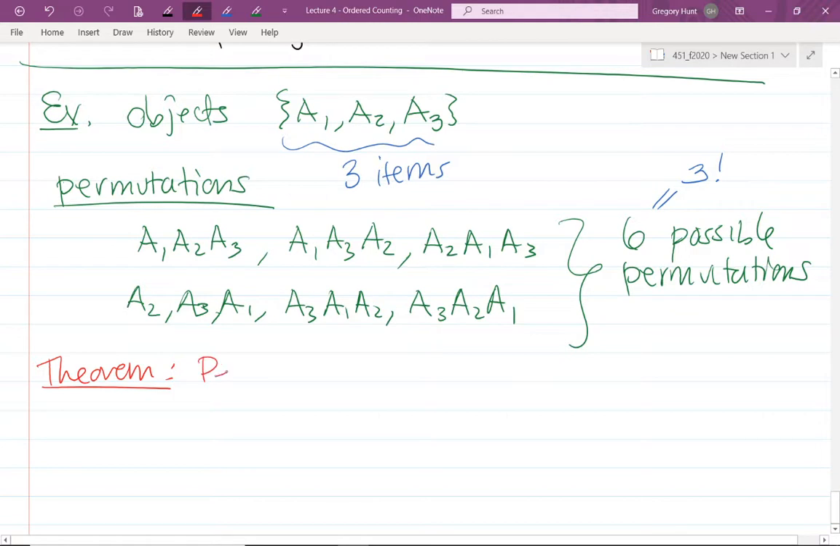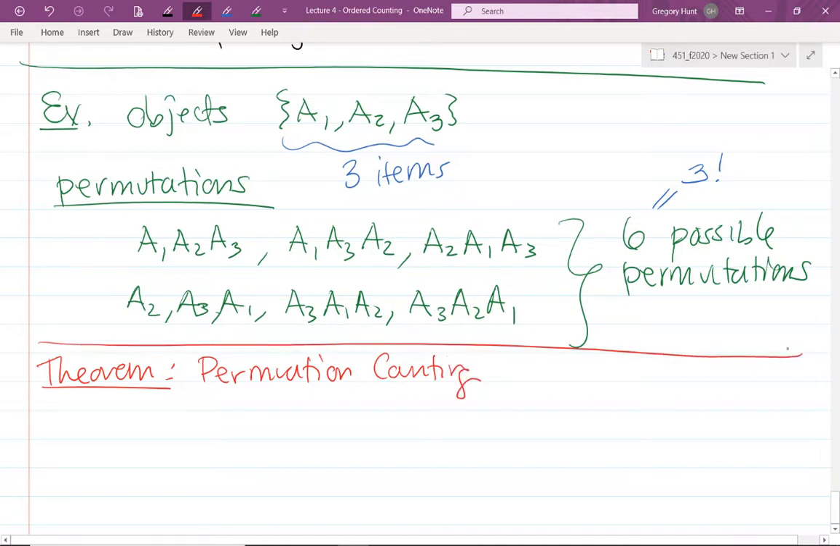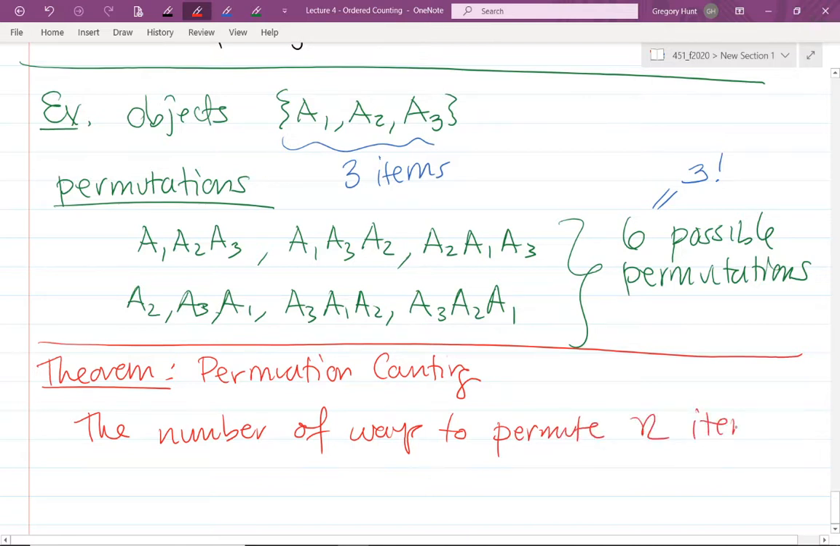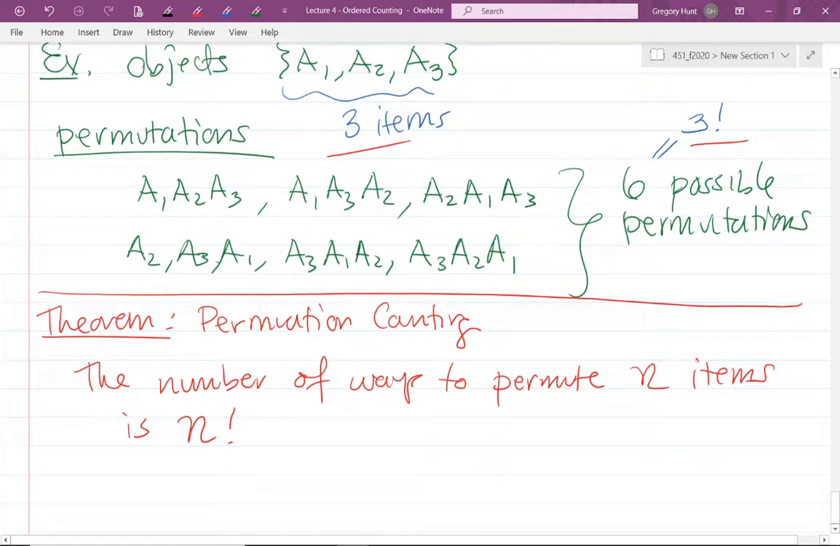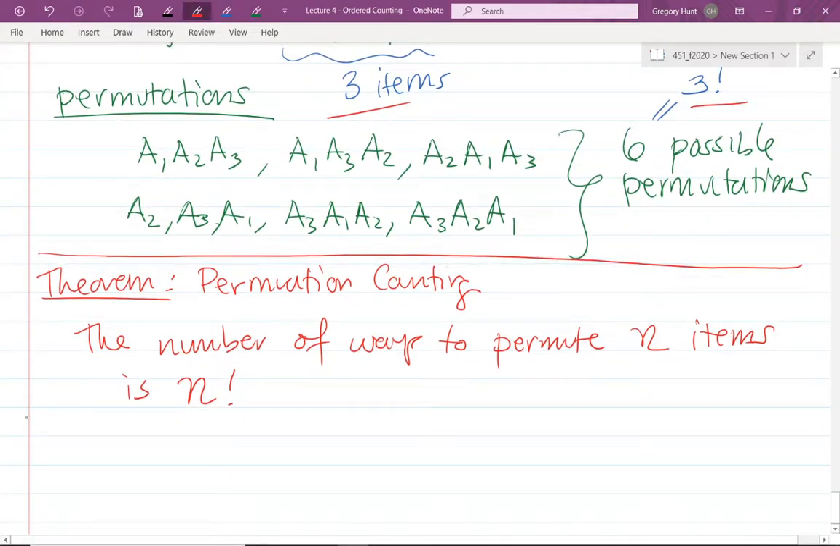So the theorem is, if I want to count a permutation, let's call it the theorem about permutation counting: the number of ways to permute n items is n factorial. So in this example, I have 3 items. I will have 3 factorial, 3 by 2 by 1. That's 6 ways of making permutations, that is, ordering these 3 items.